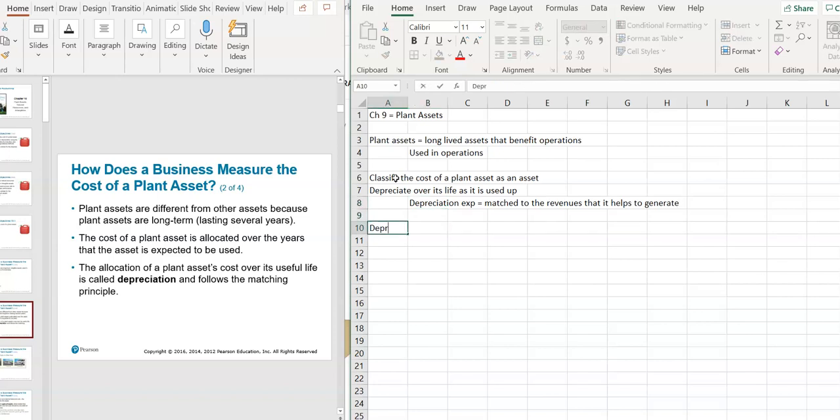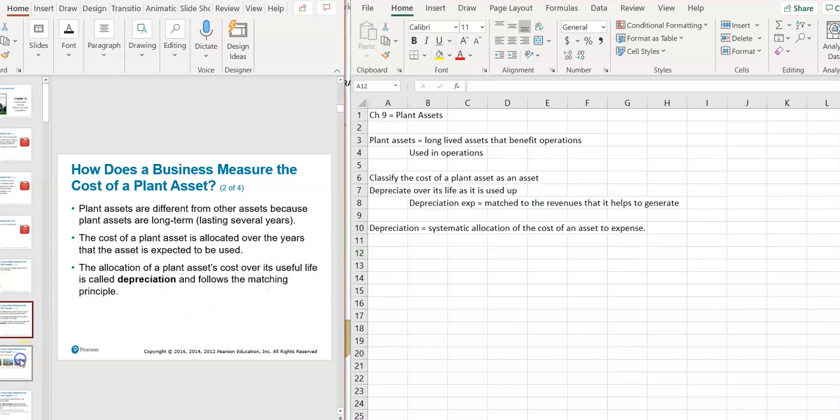All right, so really what depreciation is, is the systematic allocation of the cost of an asset to expense. So as we use it up and as it benefits us and helps us generate revenue, we match it to that revenue through depreciation expense. Sometimes an asset might actually increase in value, but we're still going to depreciate it. Like a building might increase in value, but we're going to depreciate its cost.